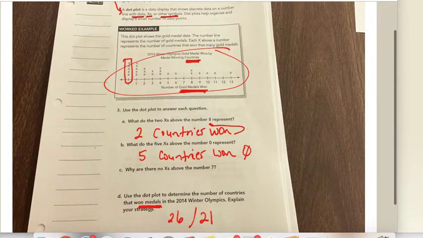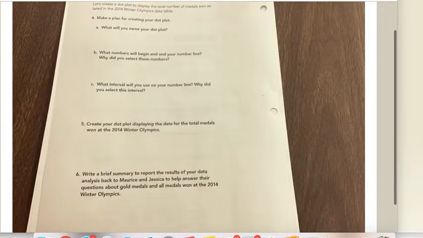Why are there no X's above the number 7? Because no countries won 7 medals. Okay, so we basically just analyzed a dot plot and read it. Going to the next page, make a plan for creating a dot plot. So usually you have to have a name. What will you name your dot plot?